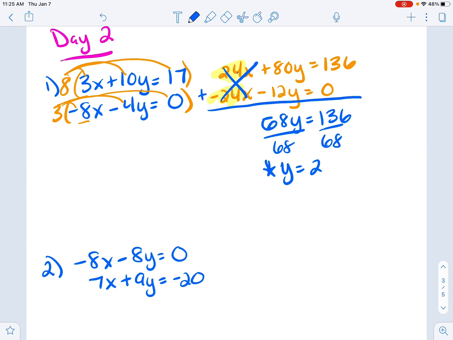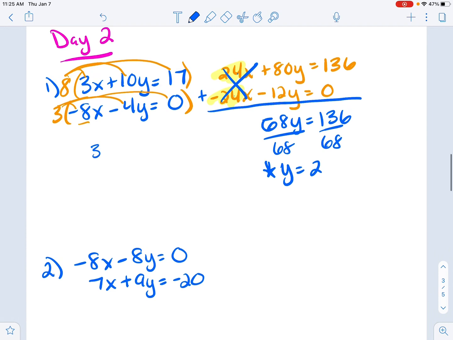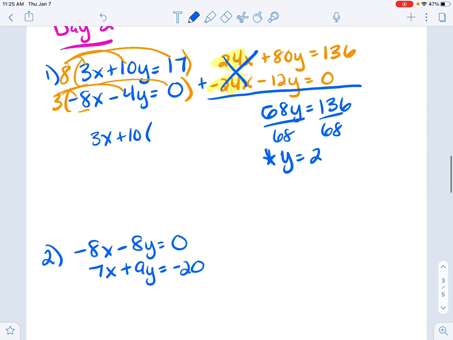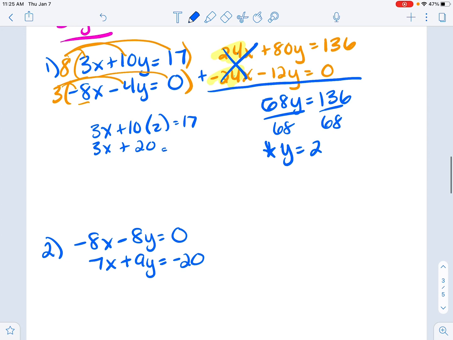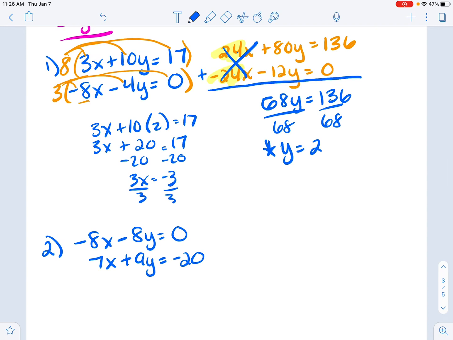So there's my y. Now how do I find my x? I'm going to take that y and plug it into one of my original equations. I'm going to plug it into the first one. So we have 3x plus 10 times 2 equals 17. And then solve it down. 10 times 2 would be plus 20 equals 17. I'm going to subtract 20 from each side to get 3x equals negative 3. Divide each side by 3, and x equals negative 1. And then how do we write our answer? We always write our answer as an x, y point.